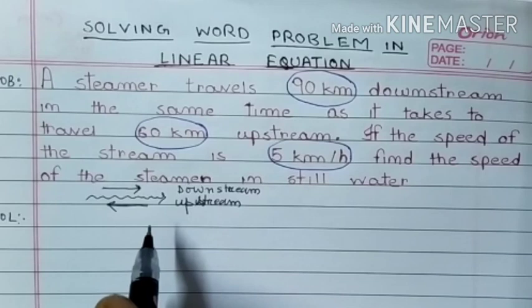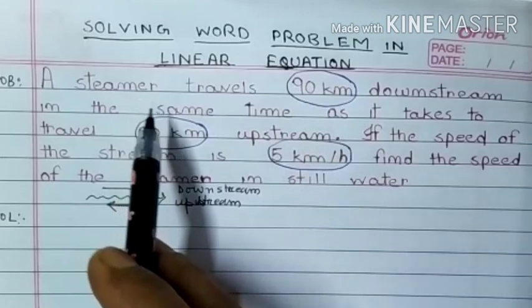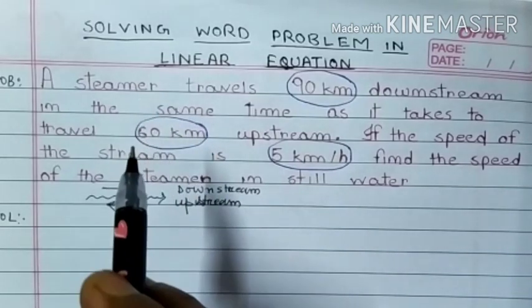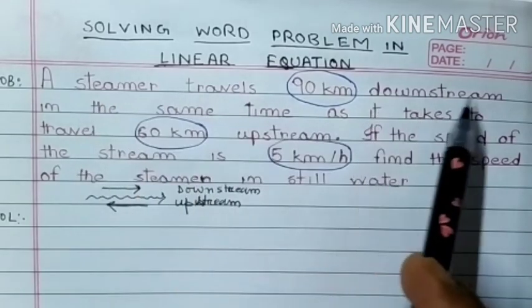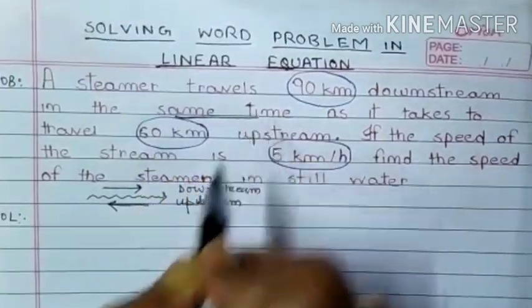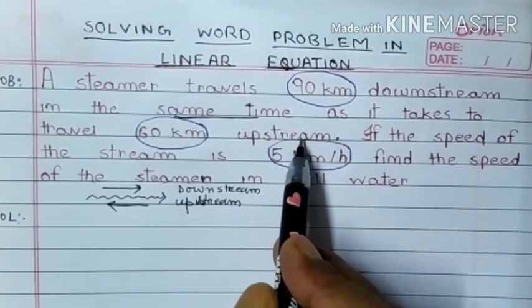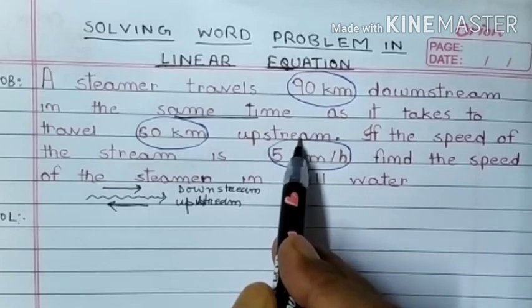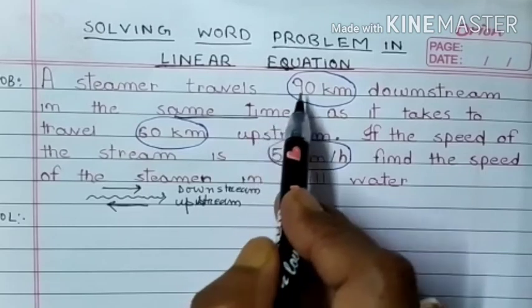Now let us understand what the question is here. If you understand the statement, what is the clue? In this problem, the clue that we have got is that the steamer travels 90 km downstream in the same time. Time is the clue. Same time as it takes to travel 60 km upstream. Traveling 60 km upstream and traveling 90 km downstream, the time taken is the same. This is the equation. Whenever we make a linear equation, we will have the same time, time is same, it is equal to this.